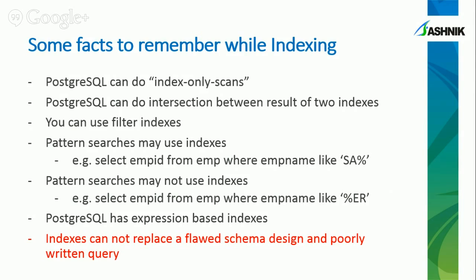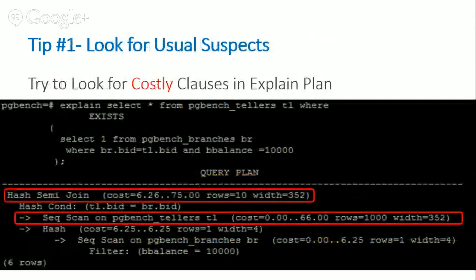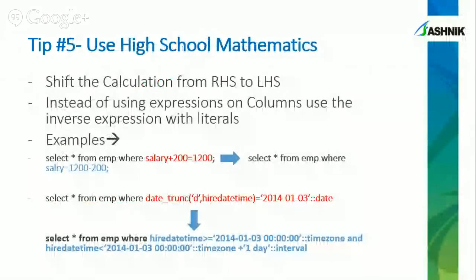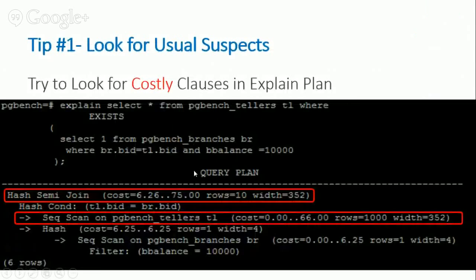PostgreSQL has a feature for expression or function based indexes. If you recall, when we were discussing simple high school mathematics, to simplify our operation and make it much more efficient, we shifted the whole operation from columns towards literals. What we could have also done is create an index on this particular expression. If you know that your application will always query based on this expression, then you can create an index on the expression itself, which makes your life much easier.